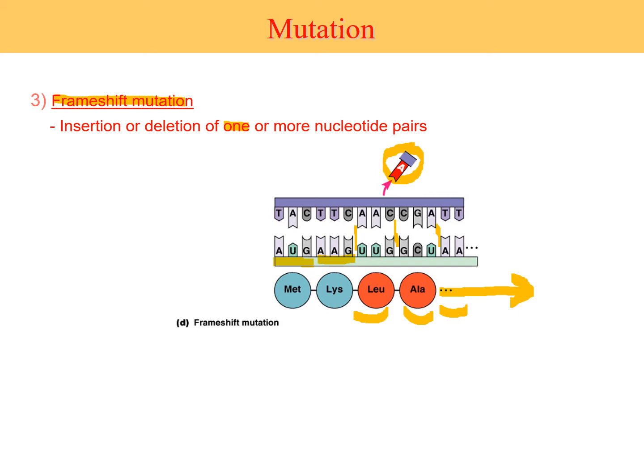If it's 1 or 2 nucleotides, then you have a frame shift mutation. If it's 3, you get a drop out of a single codon. So of course it depends where the 3 are, but it can be 1 or more nucleotide pairs that get inserted or deleted, causing a frame shift.